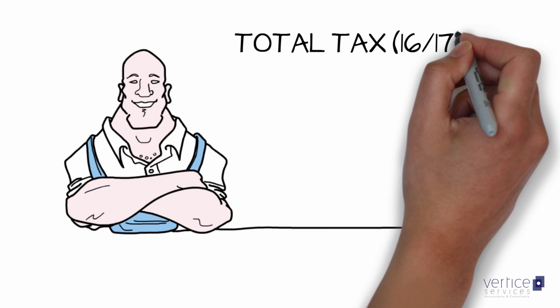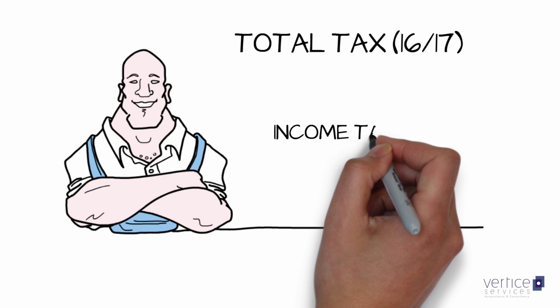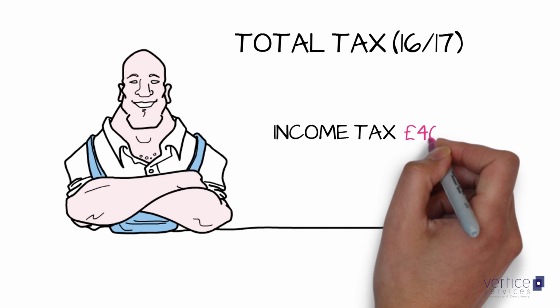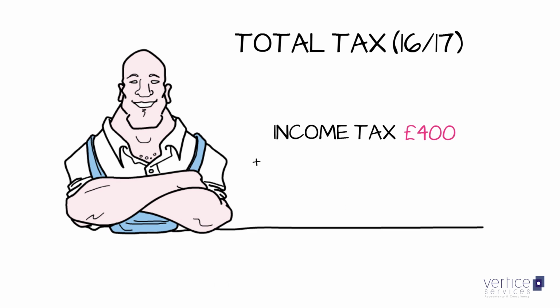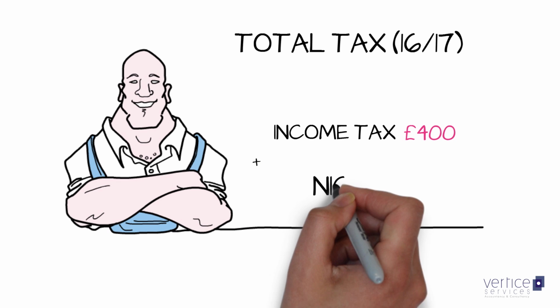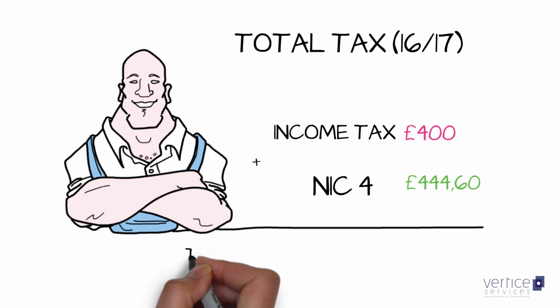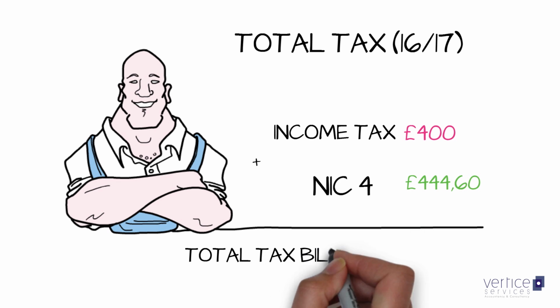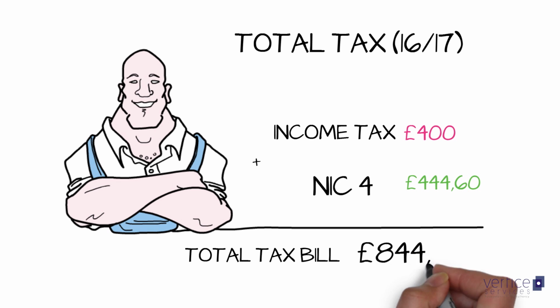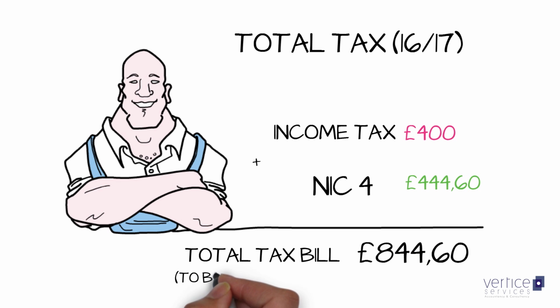So now we have all the figures we need. In the example of £16,000 total income in the financial year 16-17, the total tax liability would be £400 of income tax plus £444.60 of National Insurance Contribution Class 4, totalling £844.60. This tax liability must be paid by the 31st of January 2018, which is the next January after the end of the financial year 16-17.